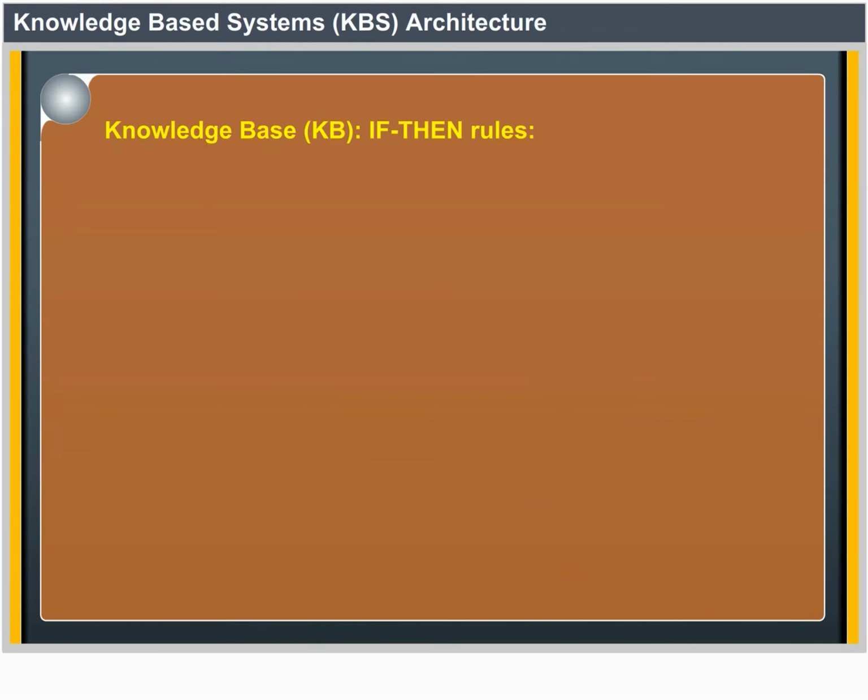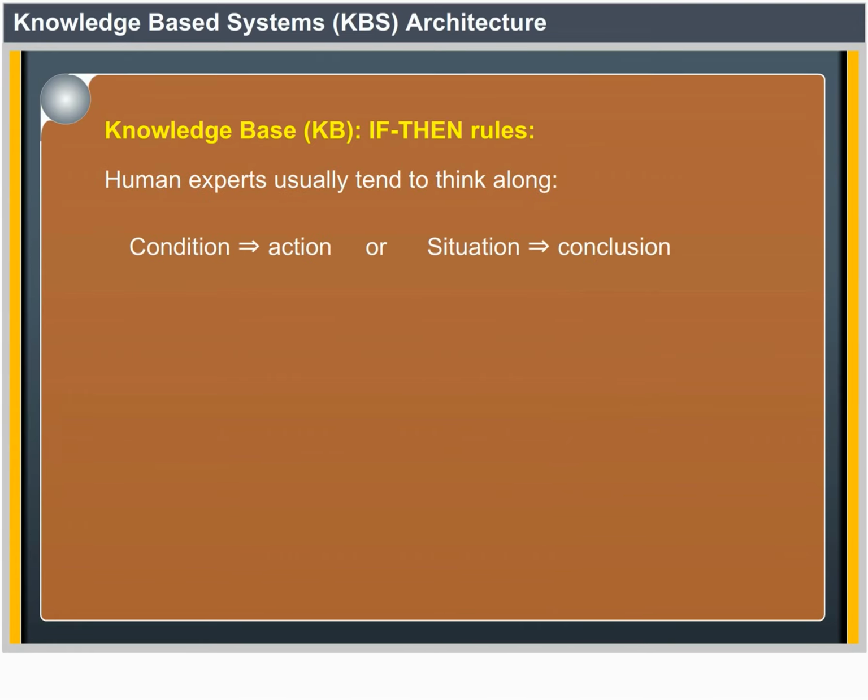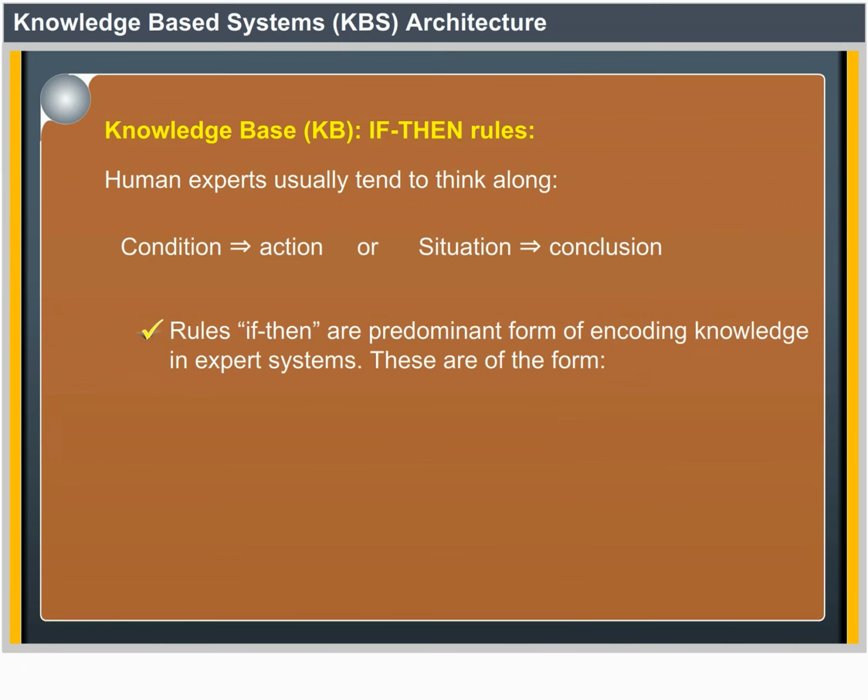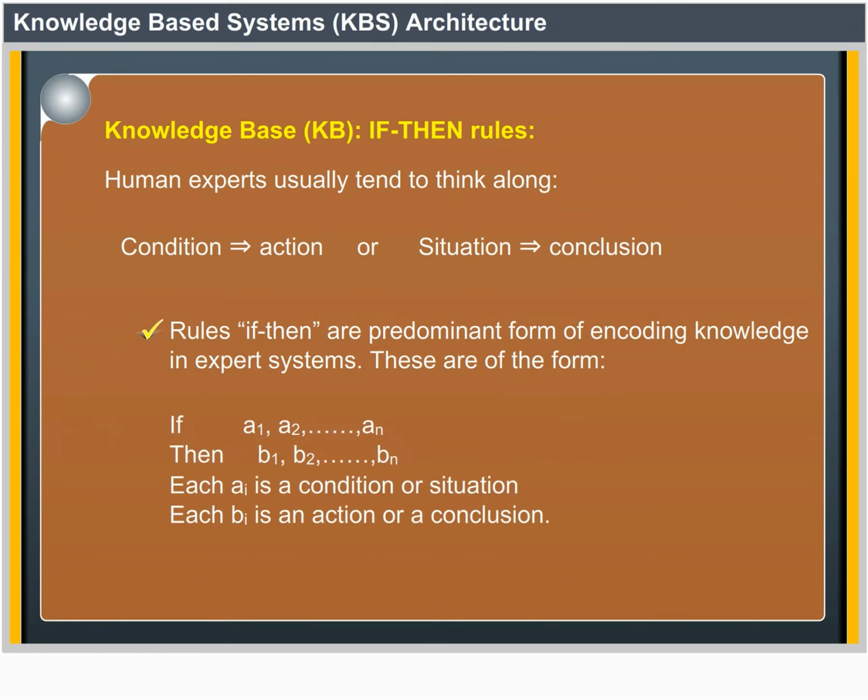Knowledge base (KB): if-then rules. Human experts usually tend to think along the lines of condition implies action, or situation implies conclusion. Rules, if-then, are the predominant form of encoding knowledge in expert systems. These are of the form: if A1, A2, up to AN, then B1, B2, up to BN. Each Ai is a condition or situation. Each Bi is an action or a conclusion.